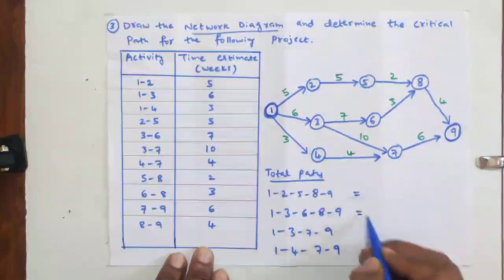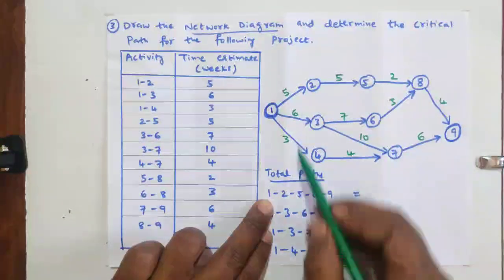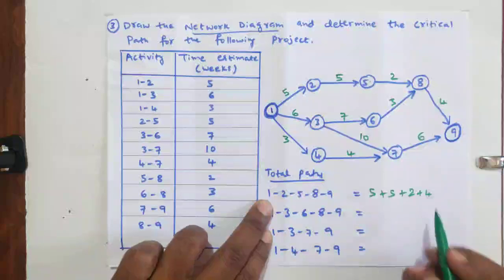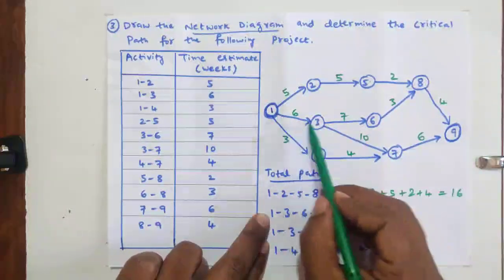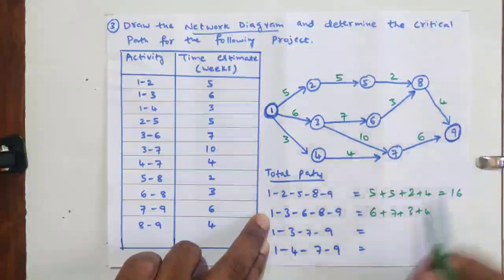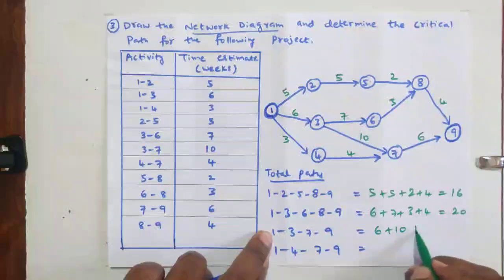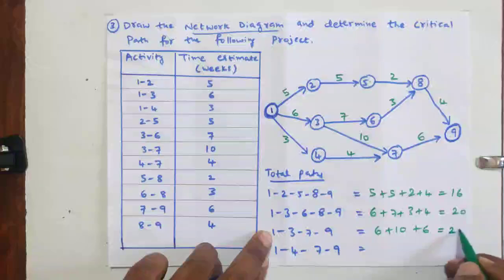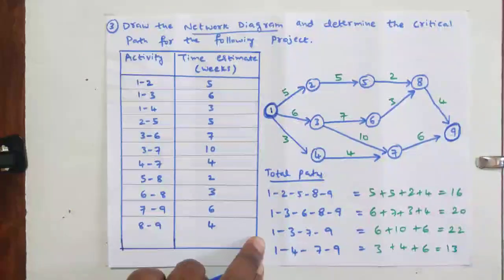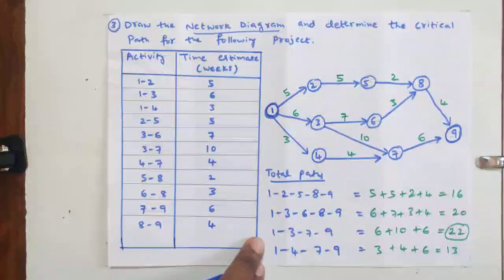Now we need to calculate the project completion time. For 1 2 5 8 9, the time summation is 5 plus 5 plus 2 plus 4, which is 16. Similarly, for 1 3 6 8 9, 6 plus 7 plus 3 plus 4, the summation is 20. For 1 3 7 9, 6 plus 10 plus 6, we get 22. For 1 4 7 9, 3 plus 4 plus 6, the summation is 13. If you compare all four paths, 22 is the highest compared to 16, 20 and 13. This 22 weeks is the project completion time.